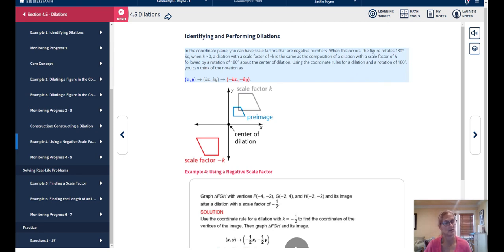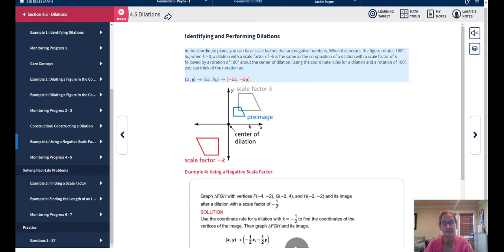So when k is greater than 0, so when your scale factor is positive, a dilation with a scale factor of -k is the same as a composition of a dilation with a scale factor of k, followed by a rotation of 180 about the center of dilation. Using the coordinate rules for a dilation and a rotation for 180, you can think of it like this. Your original point (x, y) will map onto (kx, ky), and then (kx, ky) will map onto (-kx, -ky). So you'll still be able to just calculate the numbers, and this is what it looks like.